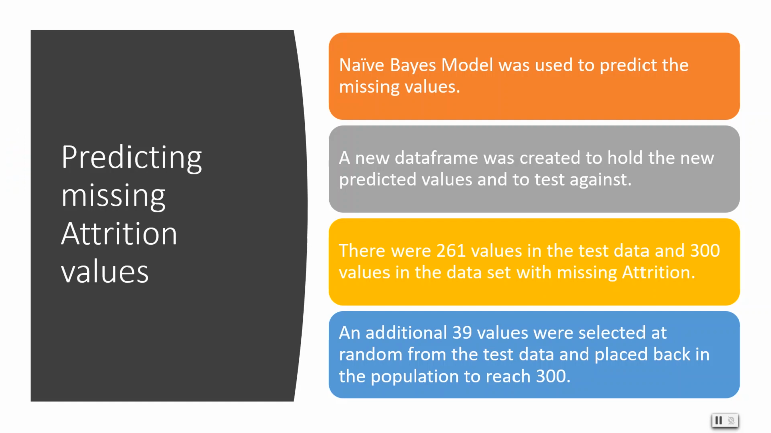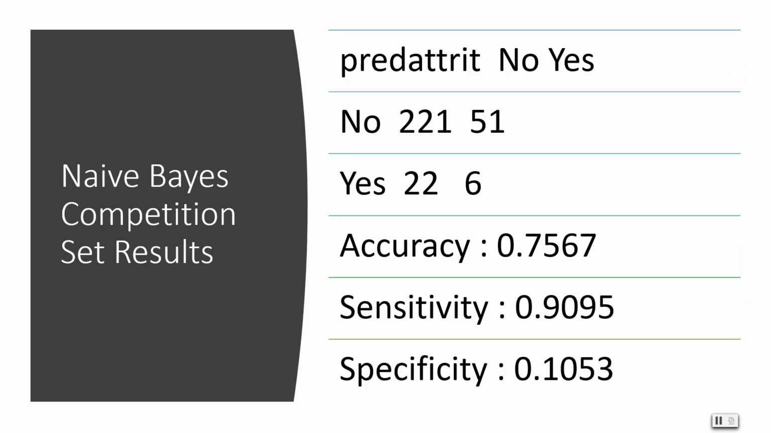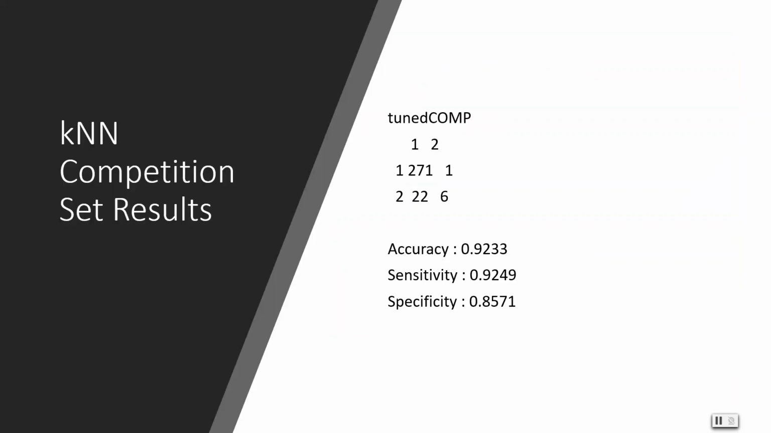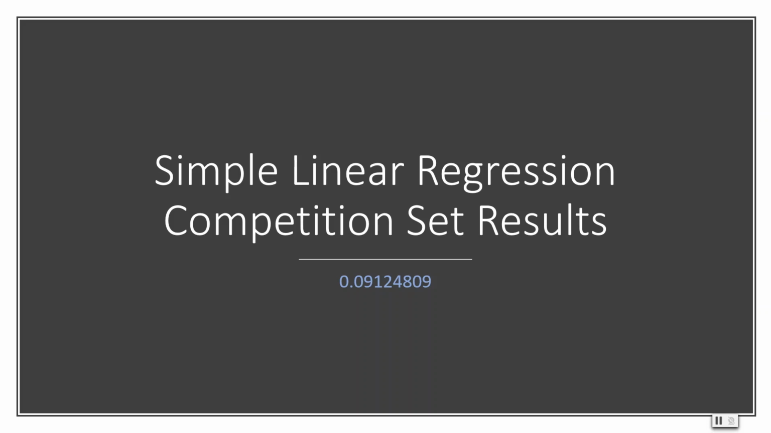So lastly, when it was time to predict the missing attrition values, I used a naive Bayes model, and then I predicted those missing values and filled them into the data frame. I was able to attain an accuracy of 0.75 with a sensitivity of 90 and a specificity of 0.10, which was not very good. But using the k-nearest neighbor, the accuracy was 92, sensitivity of 0.92, and a specificity of 0.85, which was exceptional. With the simple linear regression, I found the error rate to be 0.09.